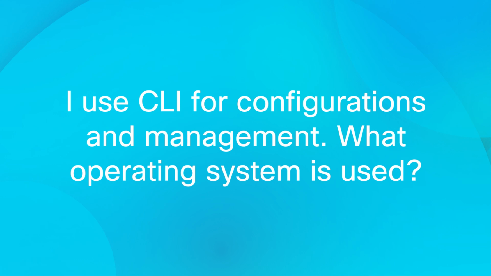What operating system is used? The Catalyst 1200 and 1300 series switches utilize an operating system similar to iOS, but there are differences between the two. For CLI access, you can use the console port with an RJ45 or a USB Type-C port. This port can be used to perform software upgrades, load new configurations and localization files, and backup and restore configurations.